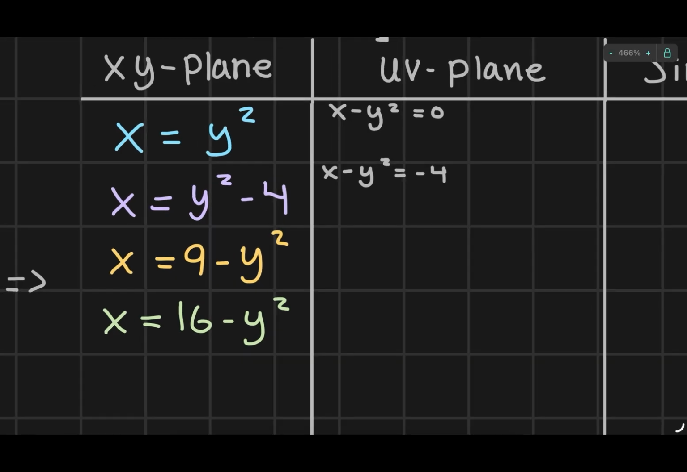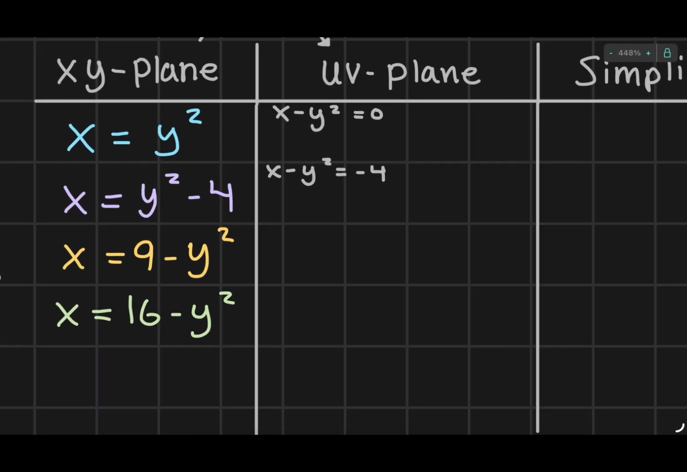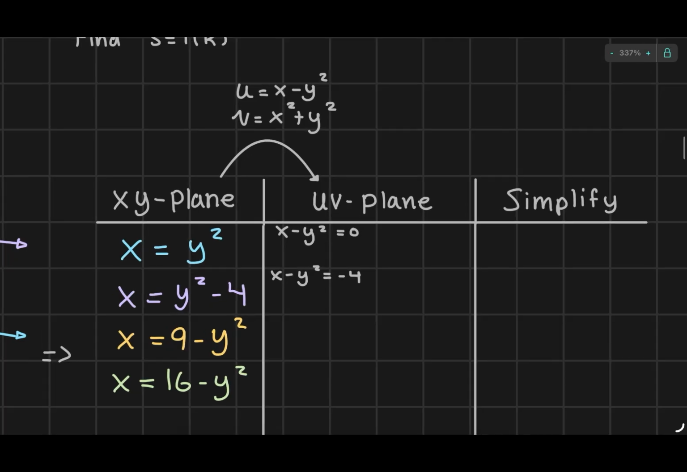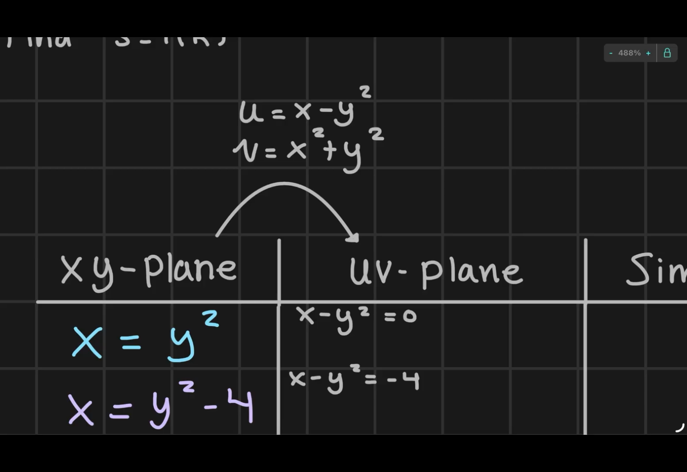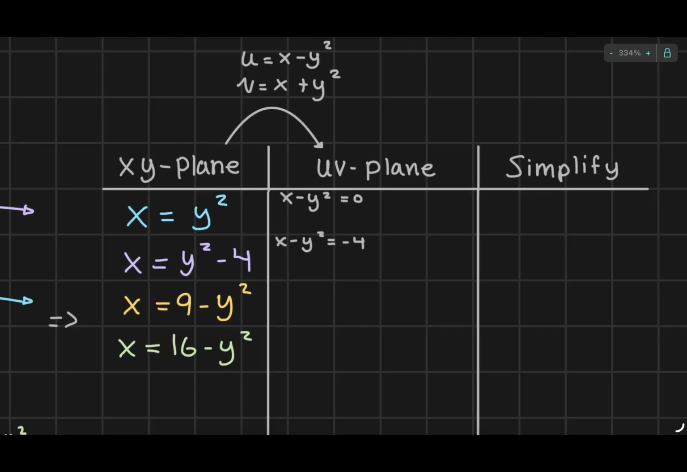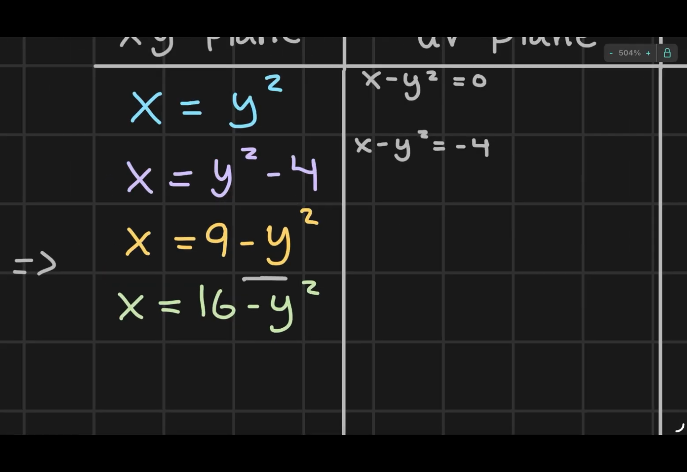Similarly, we have some x plus y. Oh, well, this is actually not right. Sorry. Similarly, if we just add out that y squared, that looks an awful lot like our v transformation as well. So why don't we just add that y squared out? x plus y squared is equal to 9. Similarly, over here, add this y squared out. It's going to be x plus y squared is equal to 16.